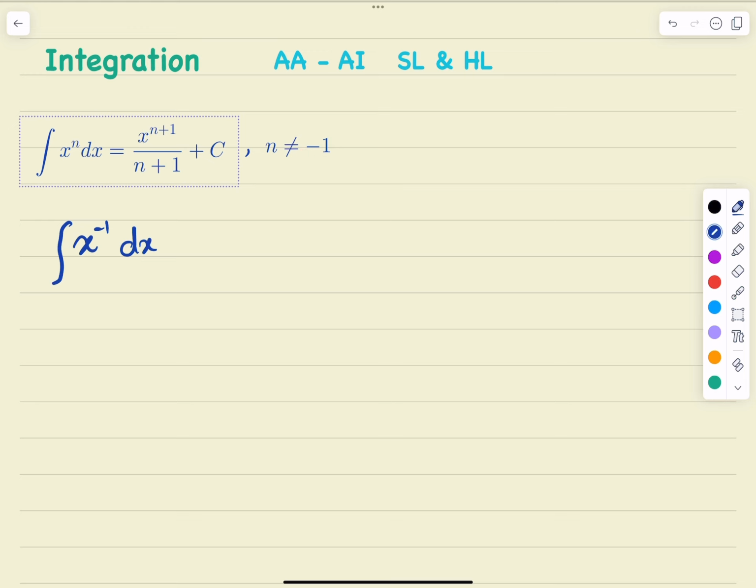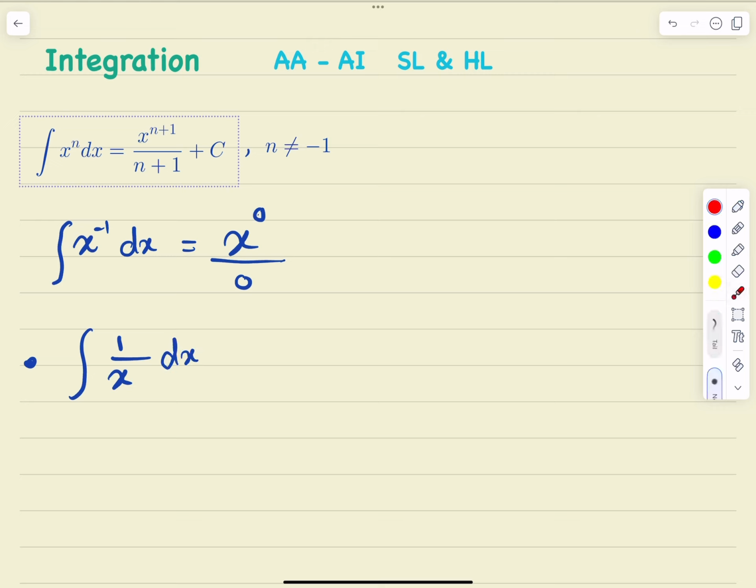So here, it would be wrong to say we add up 1 to this power, so -1 plus 1, which will be 0, and then we divide by 0 again. This is an error or undefined because we cannot divide anything by 0. Instead, to do it in the correct way, x to the power of -1 can be written like this, 1 over x to the power of +1 times dx.